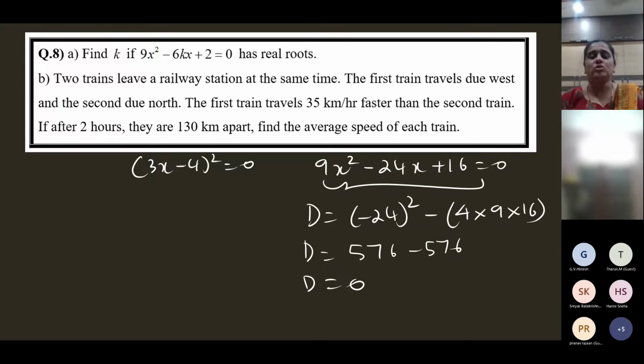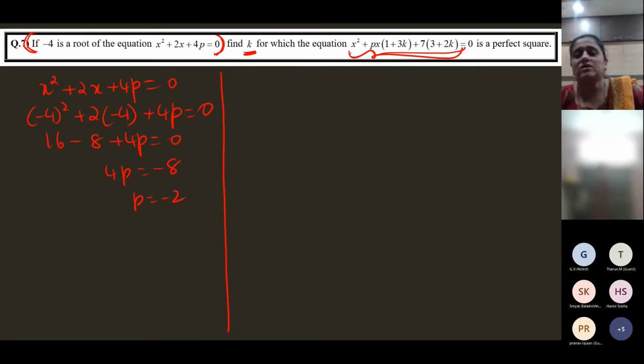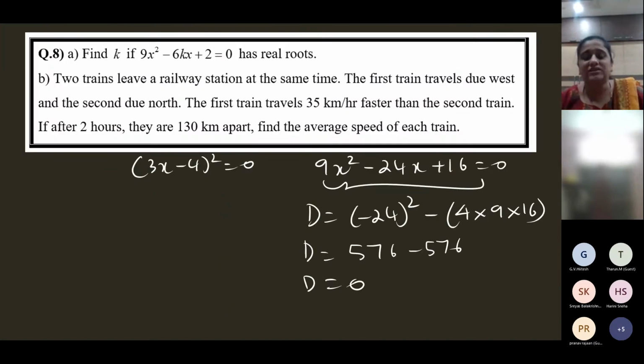Here I'm trying to explain this one. When the quadratic equation is a perfect square, the condition is D is equal to 0. If it's given that a quadratic equation is a perfect square, to find the value of k, we'll go ahead with the condition D is equal to 0. I was trying to explain why D is equal to 0 when the quadratic equation is a perfect square. When you take a perfect square, you're getting D is 0. I'm just trying to show that.